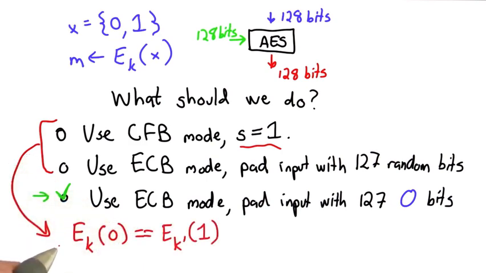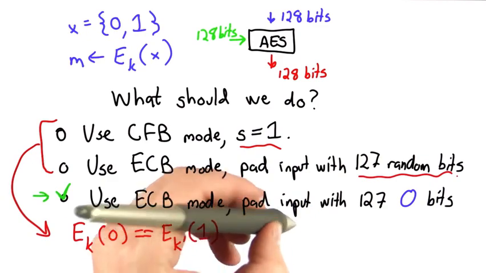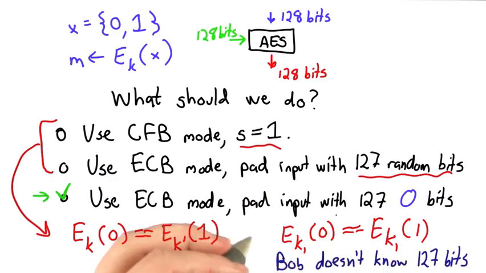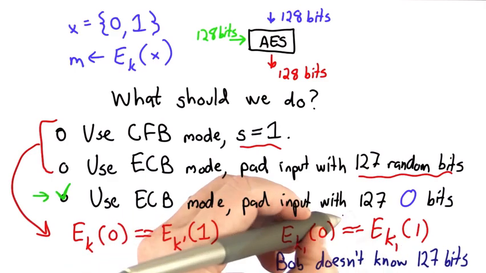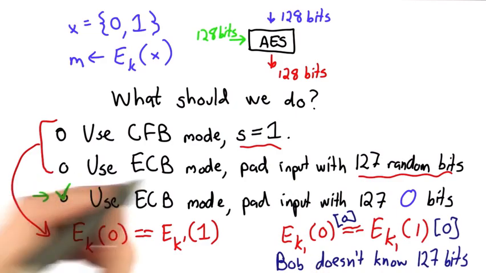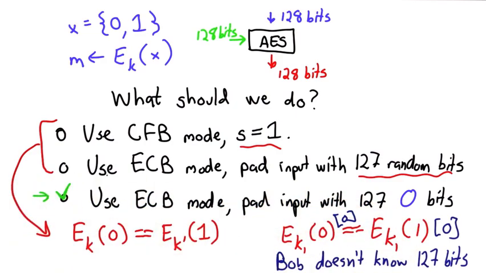For the second one, it's not easy to find exactly this property. Finding this equality would be just as hard as it is with the third property. But the problem is Bob does not know the 127 bits that are added. So Bob's only looking at the first character here, and finding two keys that have this property would be very easy. So in this case, the only one that makes sense is this one.